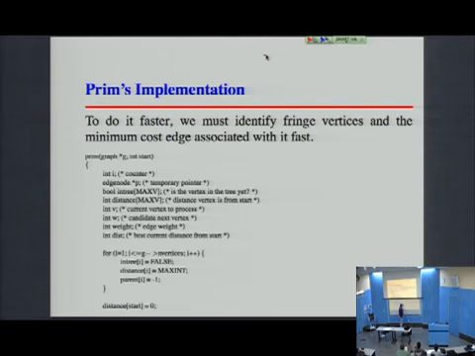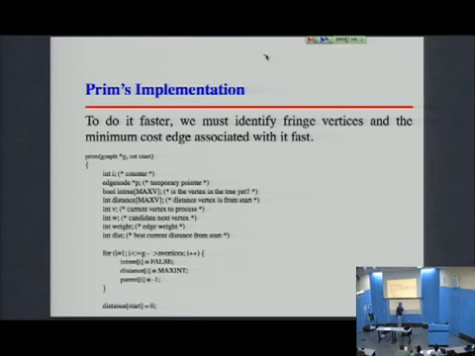Let's say that there is a way of getting vertex 1 into the tree at a cost of 9. There's a way of getting vertex 2 into the tree at a cost of 7. There's a way of getting vertex 3 into the tree at a cost of 3. There is vertex 4 at a cost of, let's say, 6. And vertex 5 at a cost of, let's say, 8.